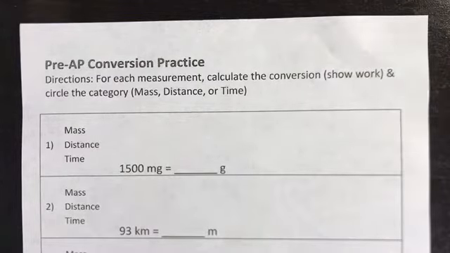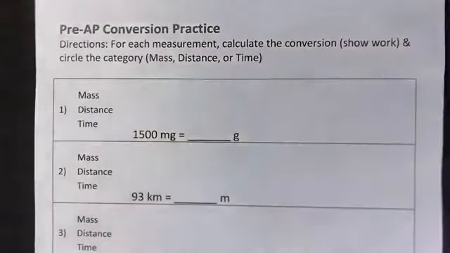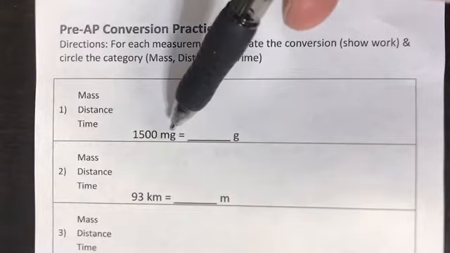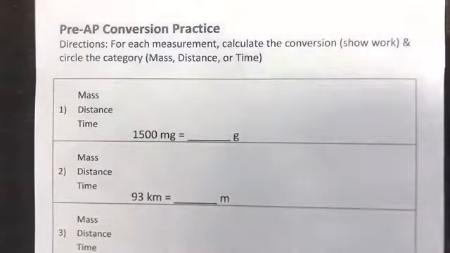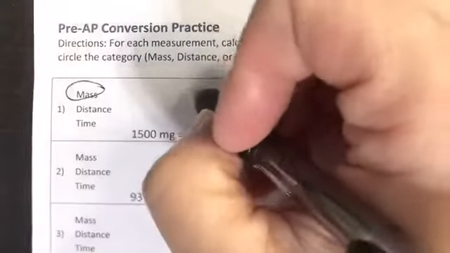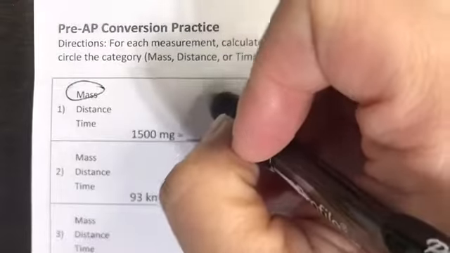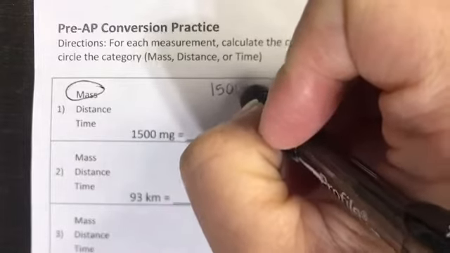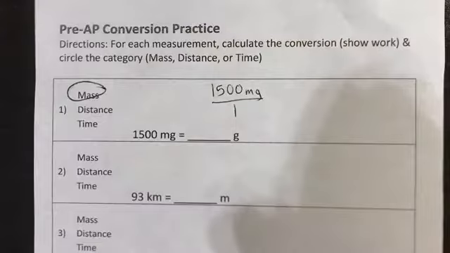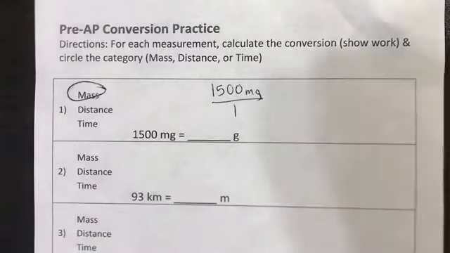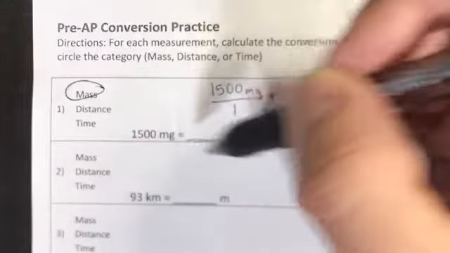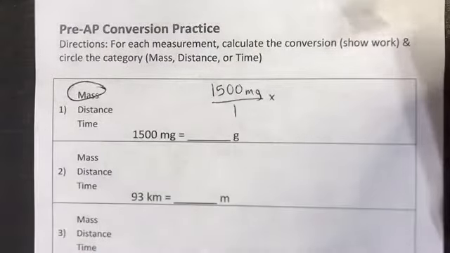Okay, so first question. We've got 1,500 milligrams equals how many grams? Milligrams, grams, what are we measuring? Well, we're measuring mass. That's the first thing to do. So when you're doing a dimensional analysis, you write down what you know, 1,500 milligrams, what you're starting with. You put it over 1, okay? Then you're going to multiply it by a conversion factor. A conversion factor tells you something about milligrams and hopefully what you're actually going for, which is grams.